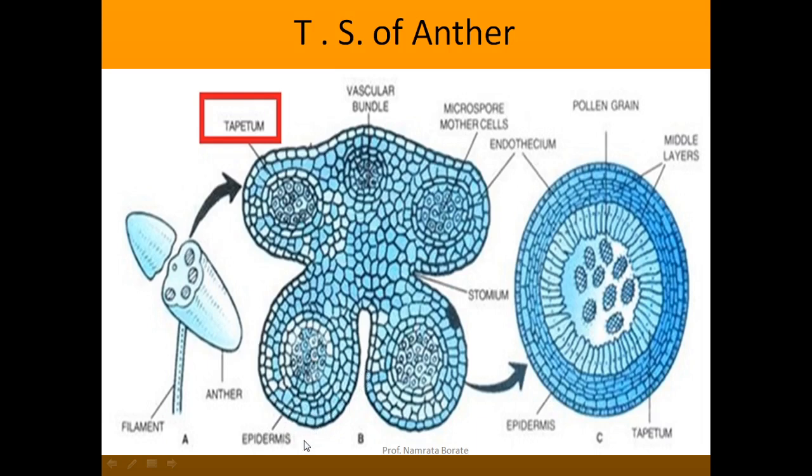It is a protective layer made up of tabular or flat-ended cells. The second layer is known as the endothecium. This endothecium is a subepidermal layer, meaning it is present inside the epidermis.